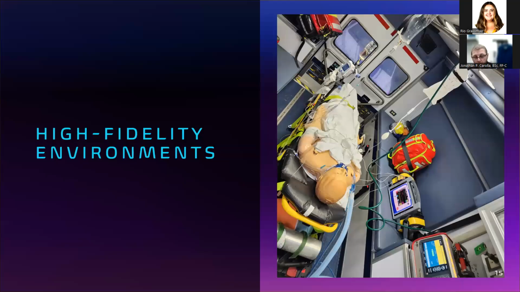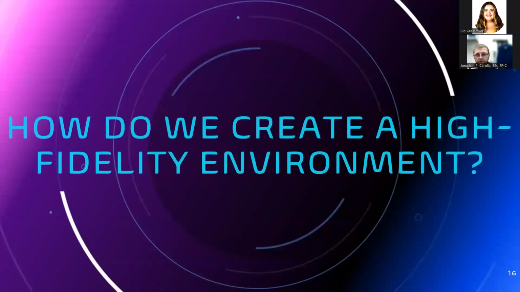So, couple examples that I've shown you. Now that we've seen a little bit of that, how do we create that high fidelity environment? What are some thoughts from you guys that we could do to create it?